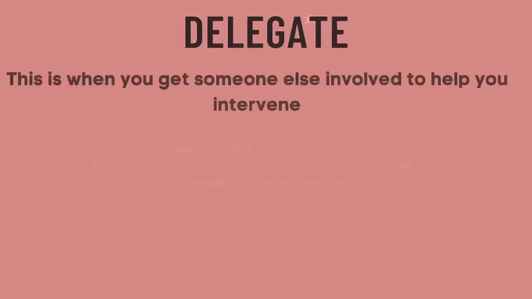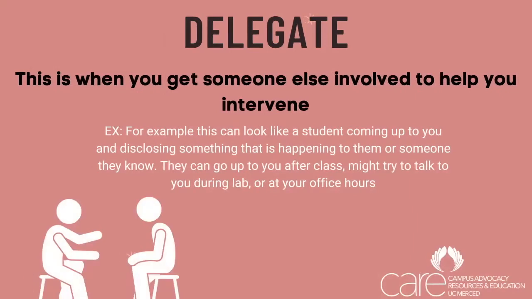Last but not least, we have delegate. This is when you get someone else involved to help you intervene. You could turn to your friend or an authority figure like a UC Merced faculty or staff member, or even your advisor. Now, we do want to point out that when it comes to delegate, you might be seen as a person of authority.